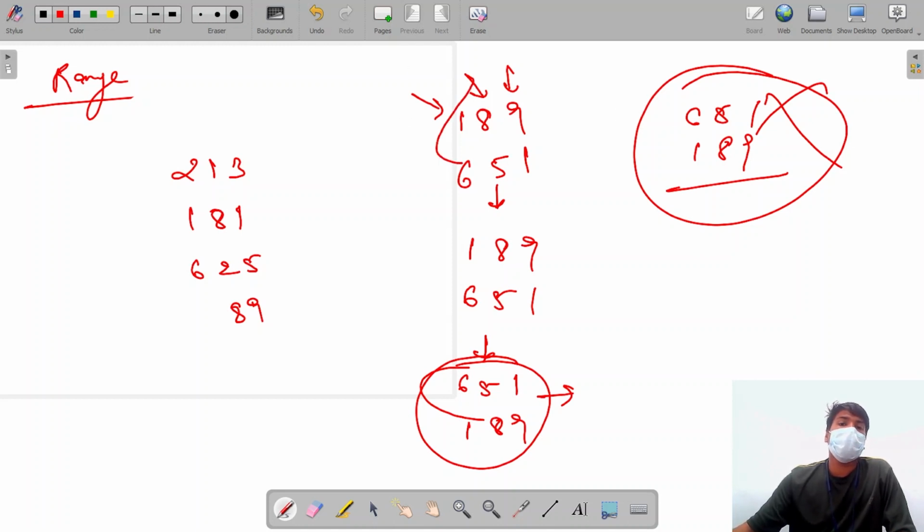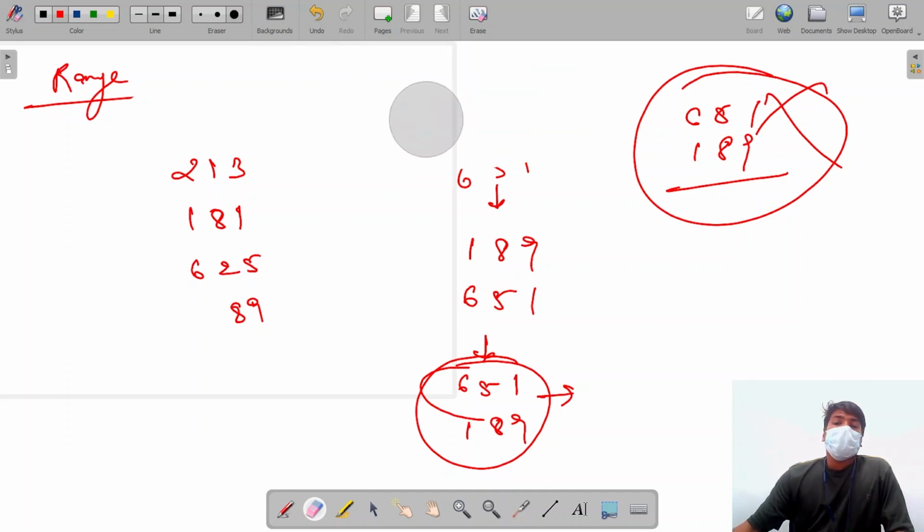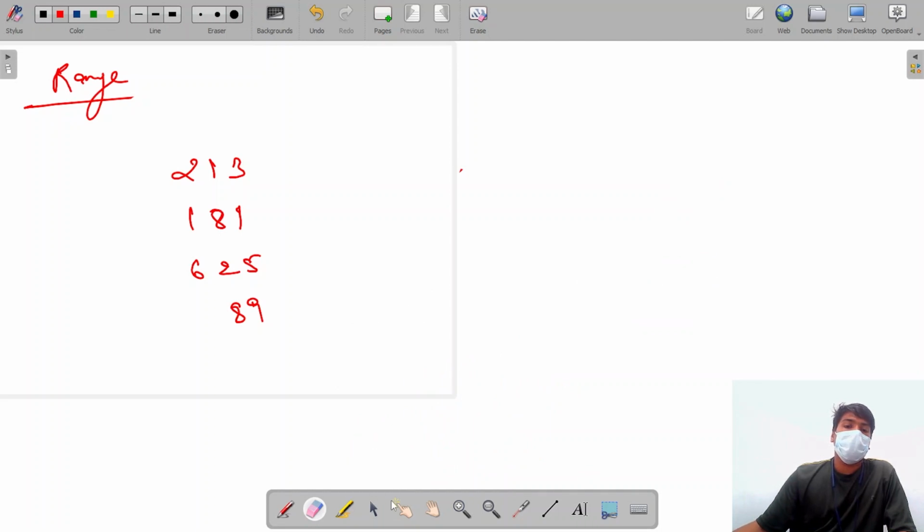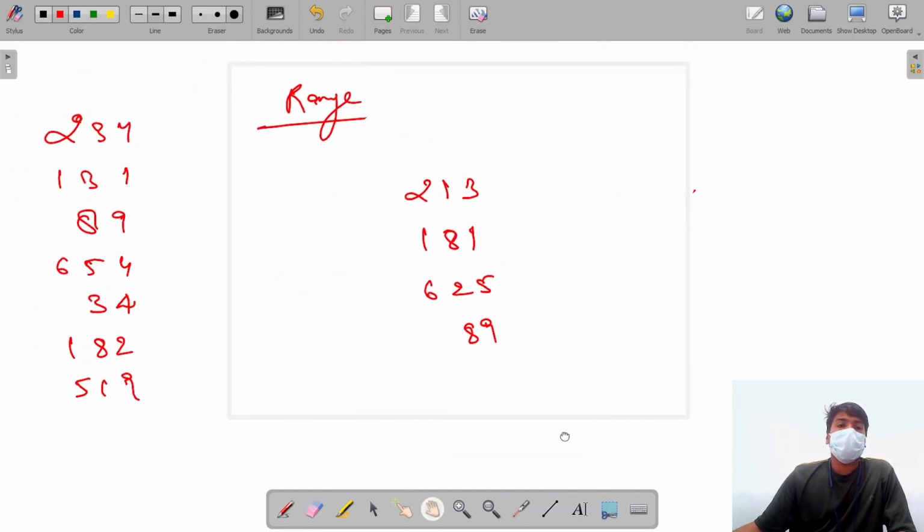It is the wrong order, right? Let us do it on the basis of ones, tens, hundreds.